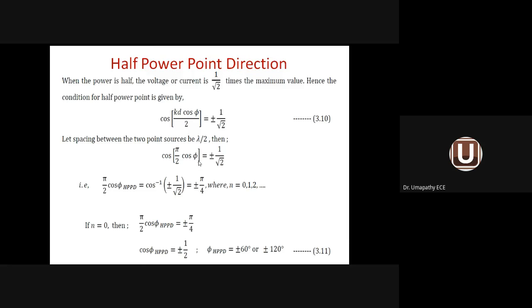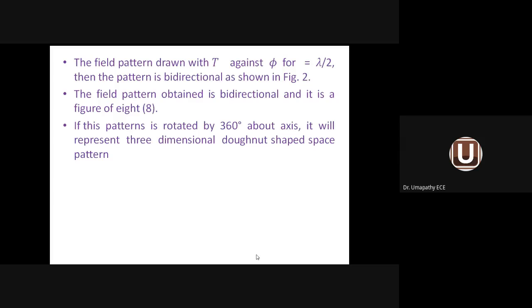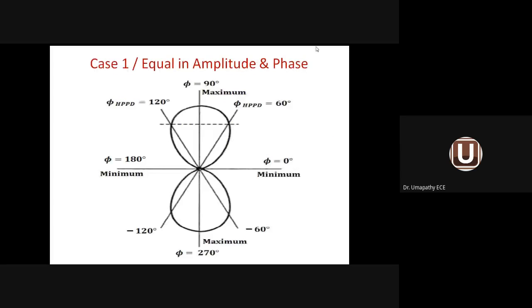The third one is the off power point direction. Off power point means 0.707 of the maximum value, and that is equivalent to plus or minus 1 by root 2. So we are able to find the off power point angles plus or minus 60 or plus or minus 120. Now we have the maxima angle, minima angle and off power angle. We are able to draw the radiation pattern for case 1.